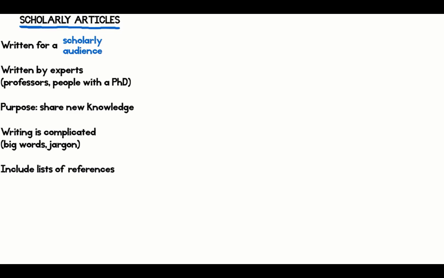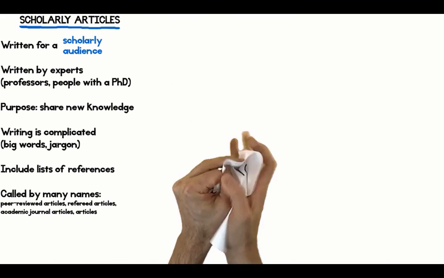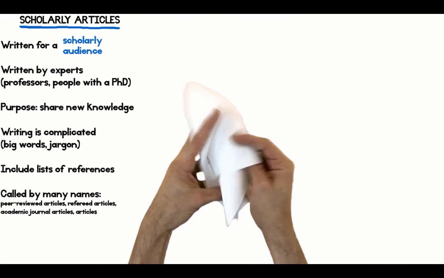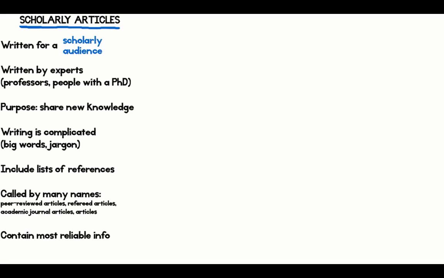Furthermore, these are the articles your teachers will expect you to use in most of your projects. Just to keep things interesting, they might call them peer-reviewed articles, refereed articles, academic journal articles, or even just articles. Regardless of what they're called, they contain the most reliable information available because every article has to go through a rigorous review process before it gets published. Seriously, it's why Winona State pays cash money for access to the databases that contain them.